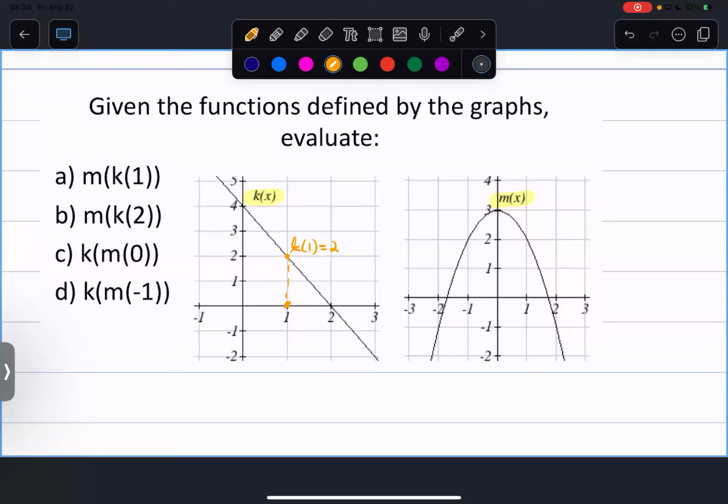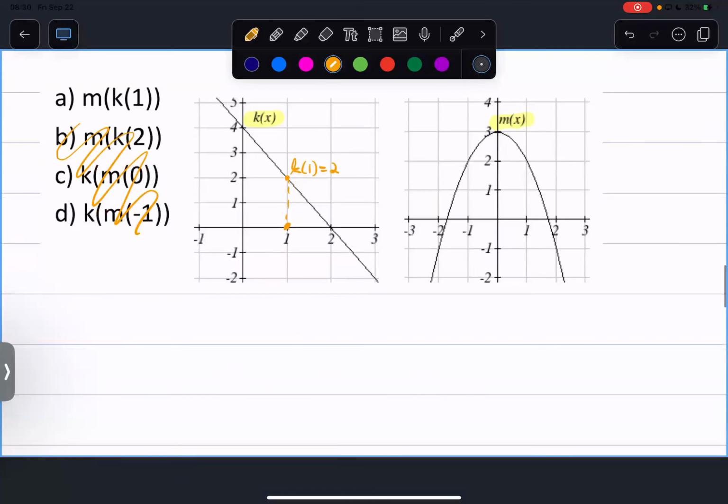Now I'm going to take that 2, right? So here, and let's just ignore these for now. I'll do a separate one for those. Okay, so now I have m of k at 1, which is the same thing as m of 2, right, from the graph. So now I take that input of 2, x equals 2, and I get the output that m of 2 is equal to negative 1.